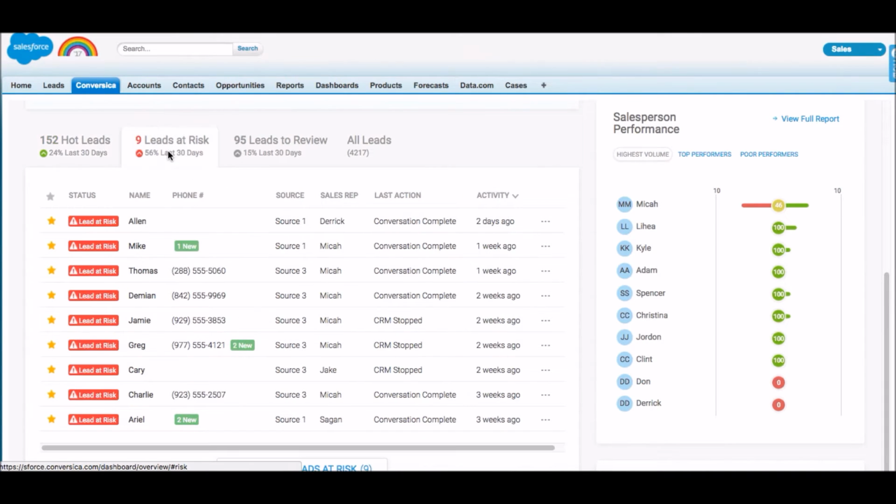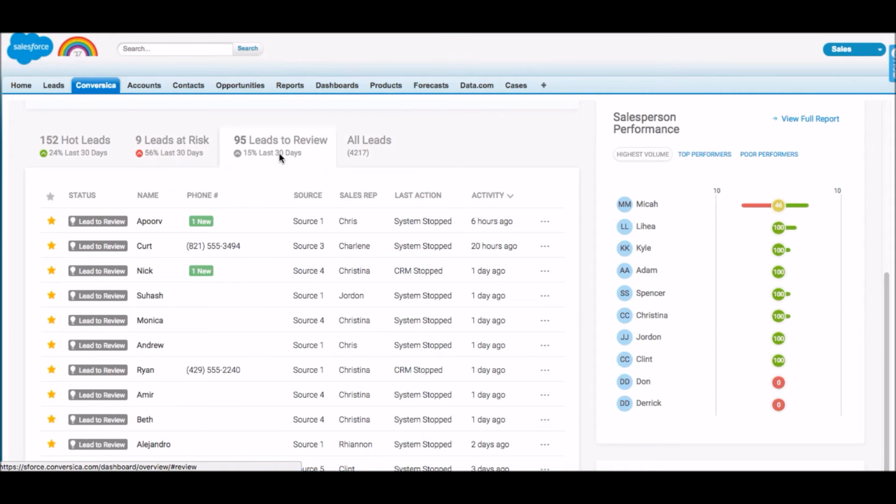Leads at risk are leads where the individuals responded back in a positive fashion somewhere down the road, but unfortunately our reps have not followed up. Leads to review is where a lead has said something, requested some information, said something specific where the AI will no longer take action, but feels a human being should review the response and do what is appropriate. And then all leads are all the leads we've worked during this time frame. Of course, in this case here, we're looking over the last 30 days.